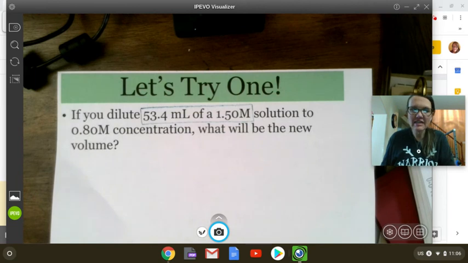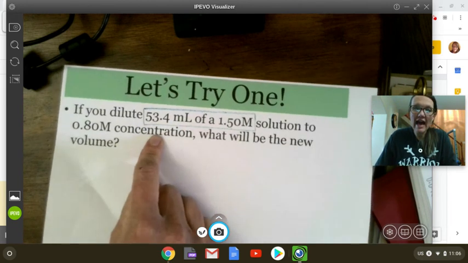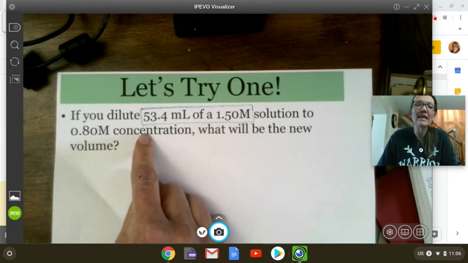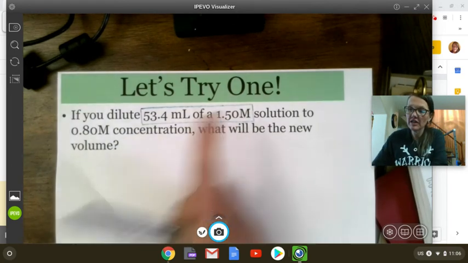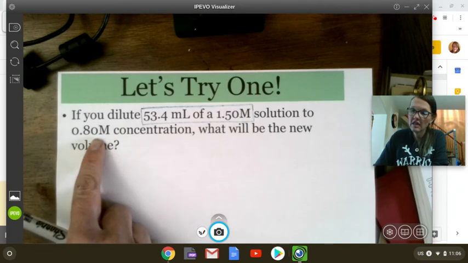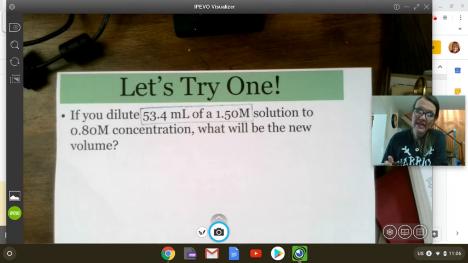So if I dilute, so I'm going to add water to 53.4 milliliters of a 1.5 molar solution so that I now have a 0.8 molar solution. What's going to be the new volume? So we diluted, right? We went from a strong concentration to a weaker concentration. What I'm trying to figure out is what's the new volume. In other words, I know that water was added, but how much water was added? What did I get to for my final volume?